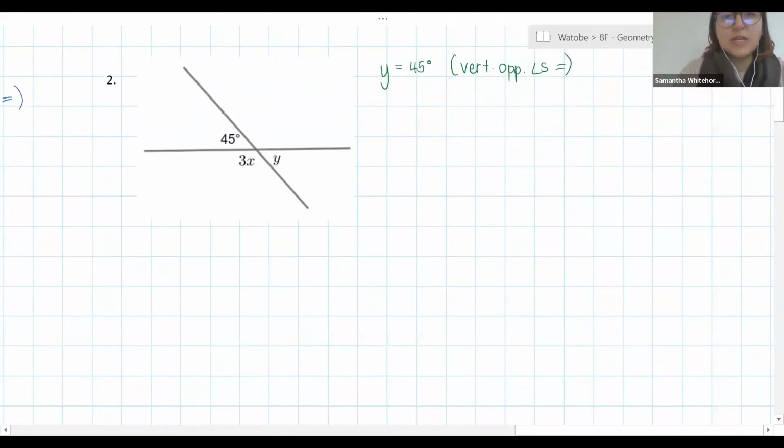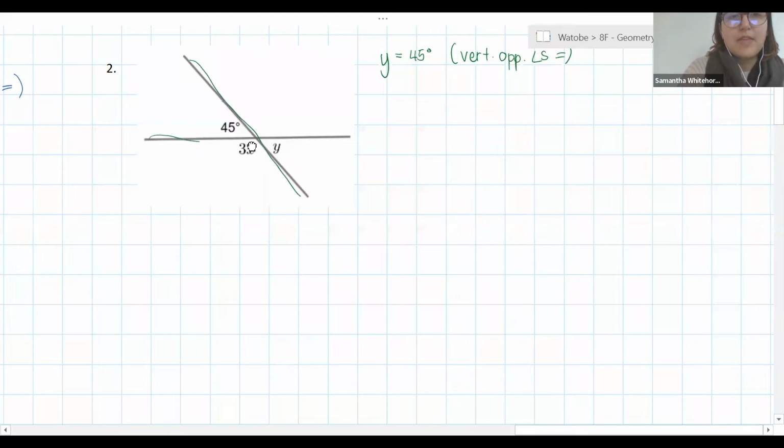So guys, just so that we're clear, we've got our cross shape. The angles directly opposite each other are then equal. So exactly, 45 and Y are equal in size to each other.